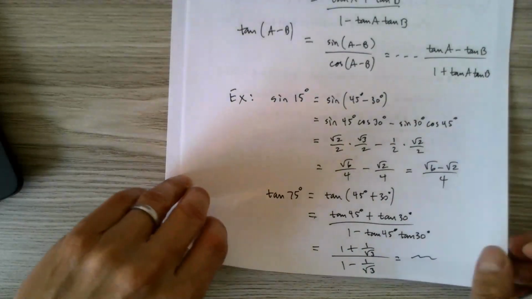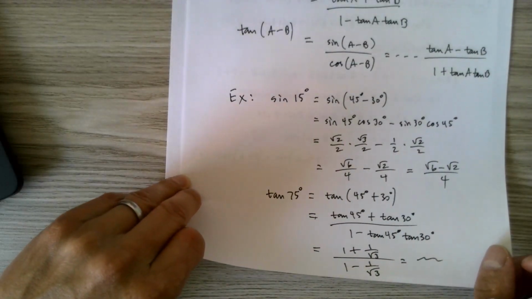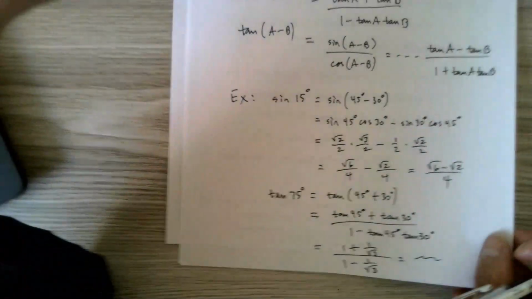Okay, I'm going to go ahead and derive another batch of identities that involve more than one angle.